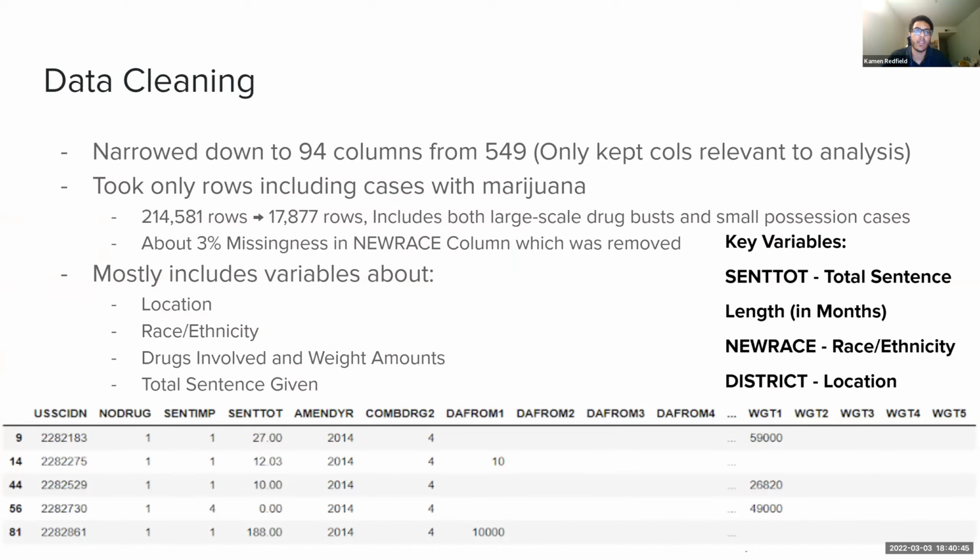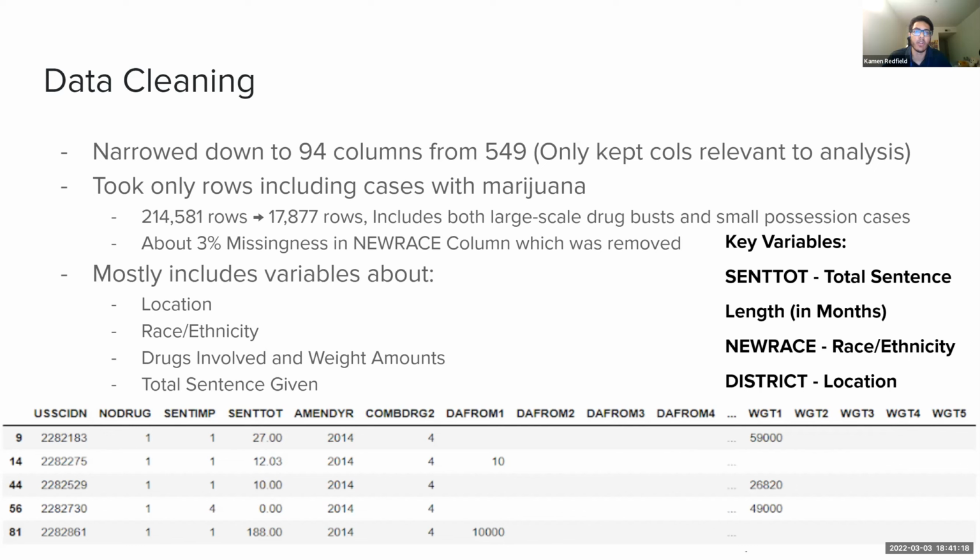For data cleaning, we narrowed down to 94 columns from the 549, and we took only rows including cases with marijuana, which brought us to about 18,000 rows. It includes both large-scale drug busts and also small marijuana possession cases. There was about 3% missingness in the new race column, which was removed because without the race, we can't really run our analysis. So that was about 600 rows that were taken out.